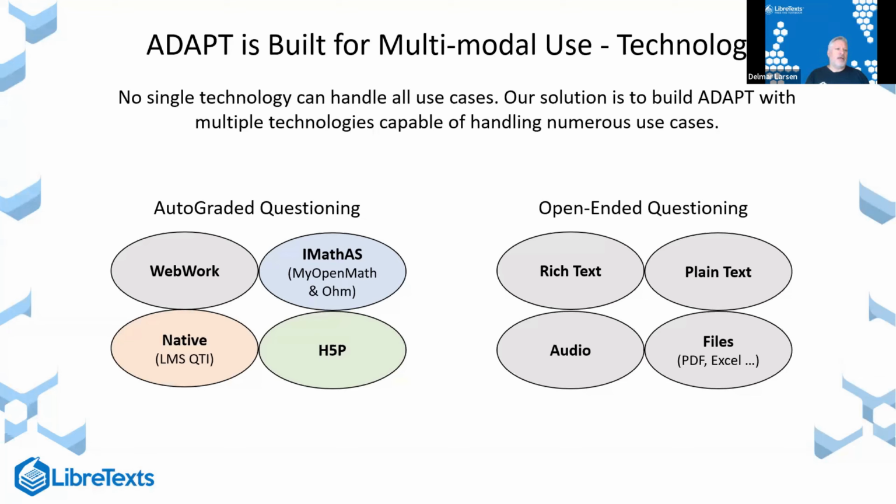Okay, so like I said, questions are either auto-graded or open-ended grading. Auto grading requires a technology to evaluate it. We actually have four primary technologies, or classes of technologies, integrated into ADAPT for faculty to build and use auto-graded questions.